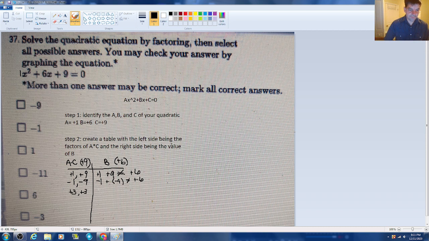So we have, does positive 3 plus positive 3 equal positive 6? Yes, it does. So this is going to be the factor pair that allows us to reach the sum of B. So this does check. But I do want to take the extra step and show you what happens if we try negative 3 and negative 3. Because negative 3 times negative 3 is indeed positive 9. But negative 3 plus negative 3 is negative 6.